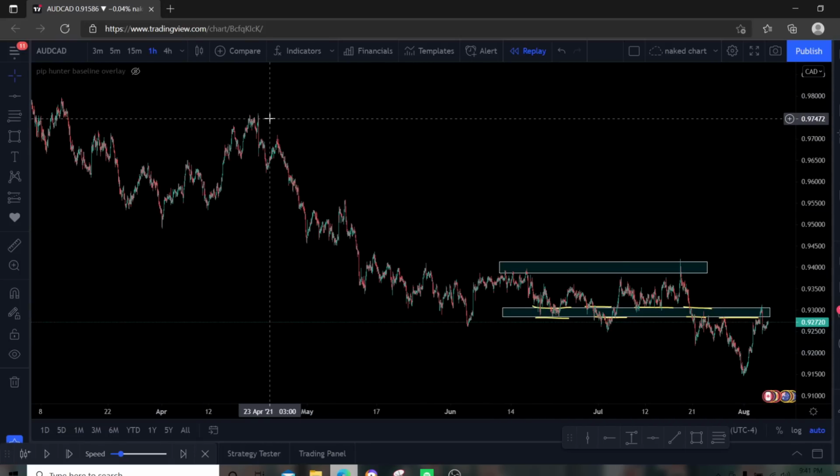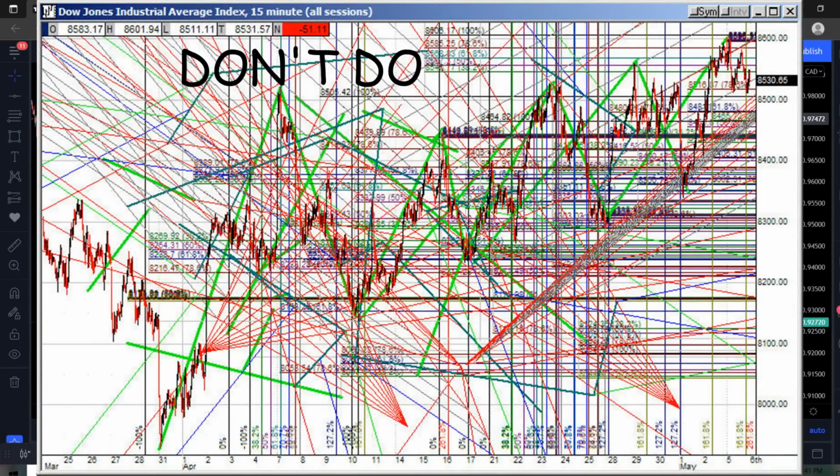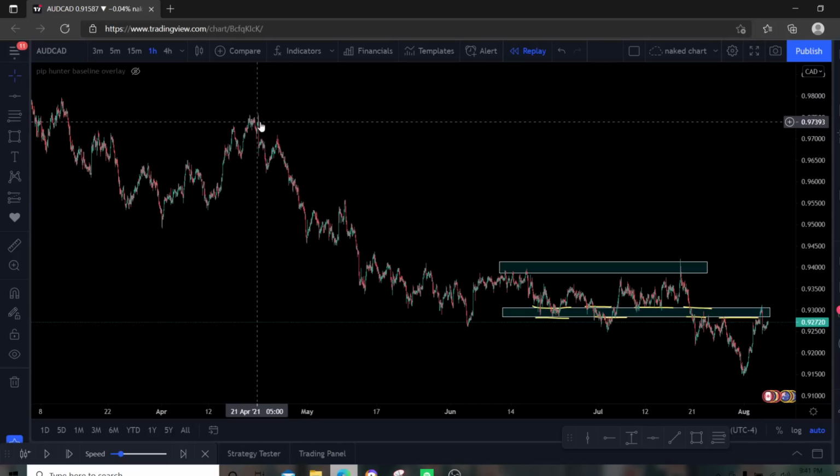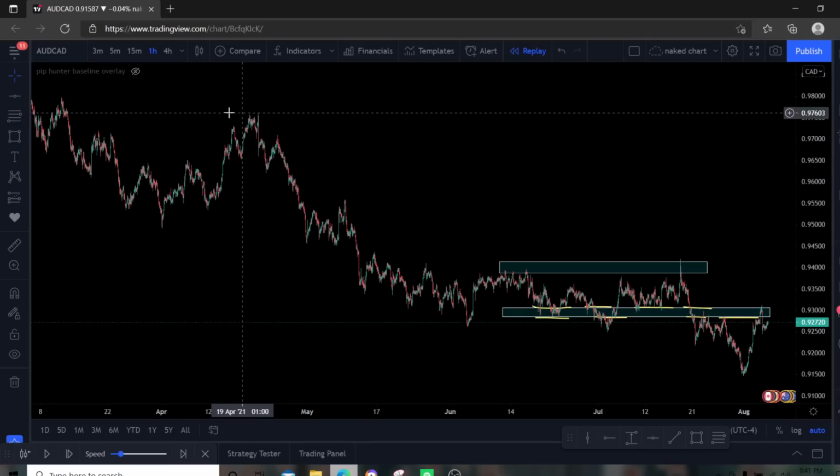Don't drive yourself crazy by making overcomplicated charts. You're just wasting time and effort. Market is nowhere near up here. Don't scroll all the way up to draw support and resistance all the way up here.